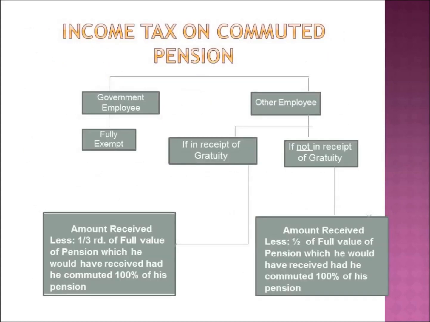Now let us see this chart to understand how commuted pension is taxed, that is how income tax is charged on commuted pension. We already know that uncommuted pension is fully taxable in both government employees and non-government employees. But commuted pension has something different from uncommuted pension. The provisions for commuted pension are different for both government employees and non-government employees. So let us see this presentation to understand what are the provisions for income tax on commuted pension.